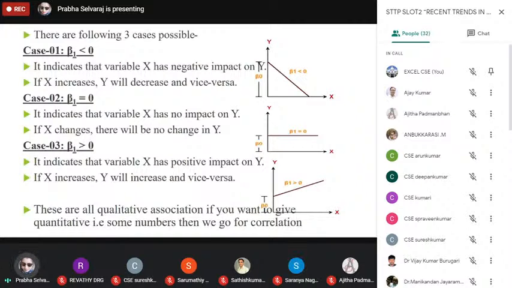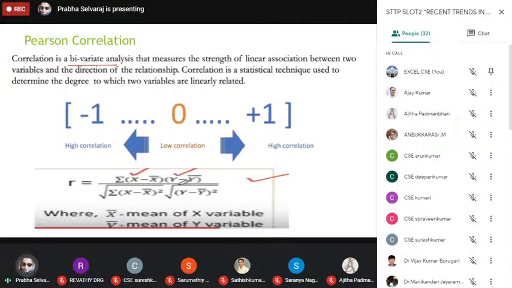If you see all these things, they are all qualitative association. If you want a quantitative association, then I have to go for some numbers, not like this. Less than 0, equal to 0, greater than 0 means it is negative, it is positive, it is no impact. So all these are qualitative analysis. What I need is a quantitative association.